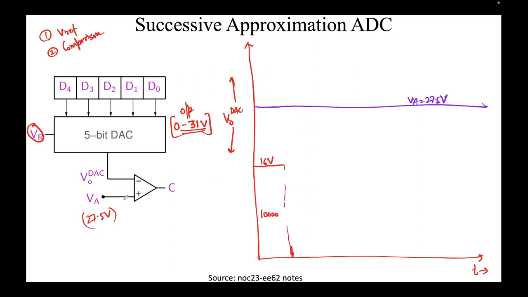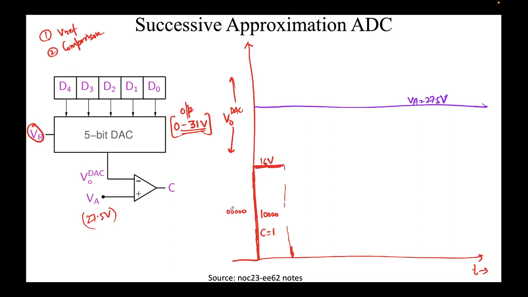And 27.5 is larger than 16, so the comparator value should be 1. This will give us C equal to 1. If C equal to 1, we don't change the value of D4. In this case, there was one more step before: it was 0, 0, 0, 0, 0, and the input was 0. That was before time t equal to 0. You can just assume that for the sake of completion.